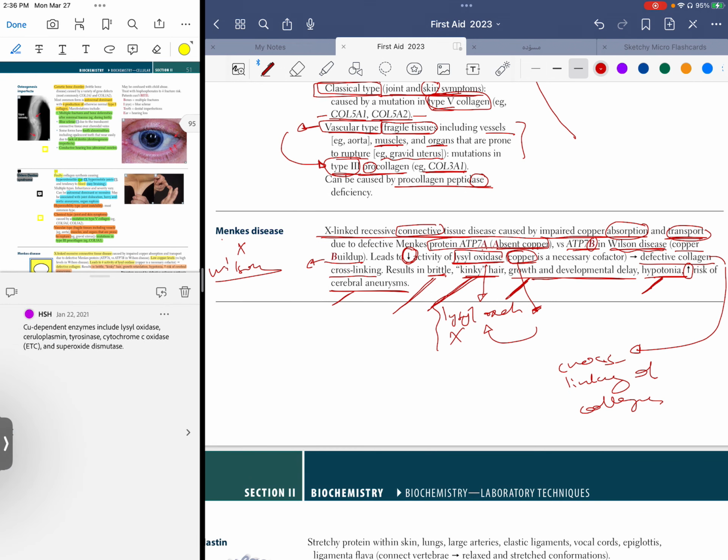Copper-dependent enzymes include lysyl oxidase, ceruloplasmin, tyrosinase, cytochrome C oxidase, and superoxide dismutase. So copper is an important component in helping these enzymes work. If it doesn't exist or we don't have enough, then these enzymes don't work. And these enzymes are lysyl oxidase, ceruloplasmin, tyrosinase, cytochrome C oxidase, and superoxide dismutase.